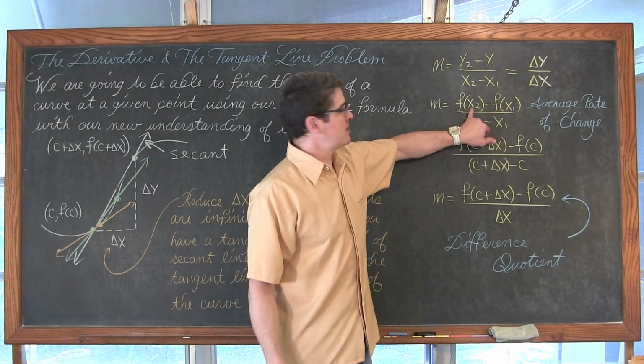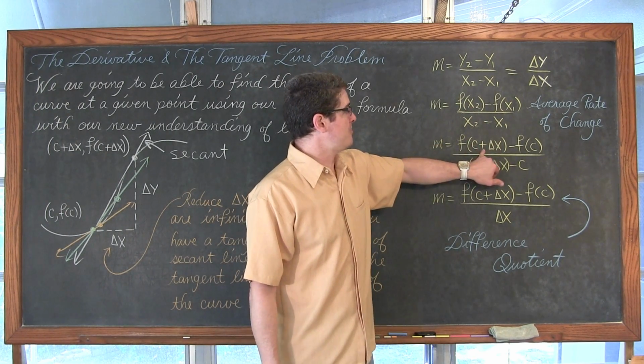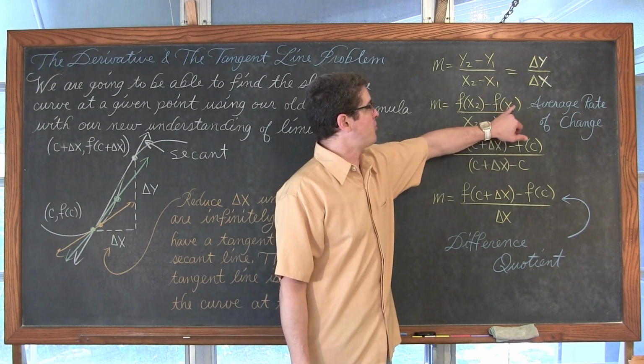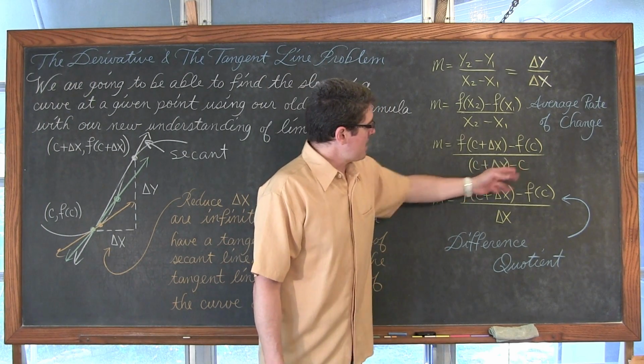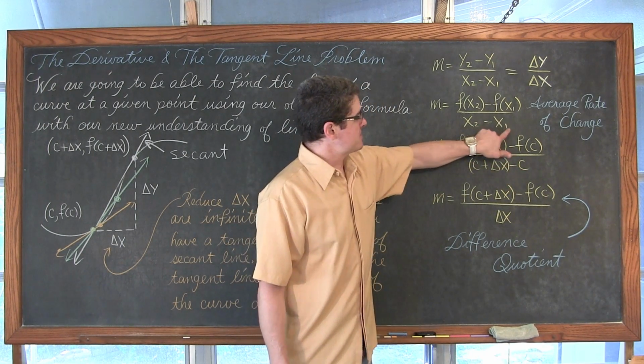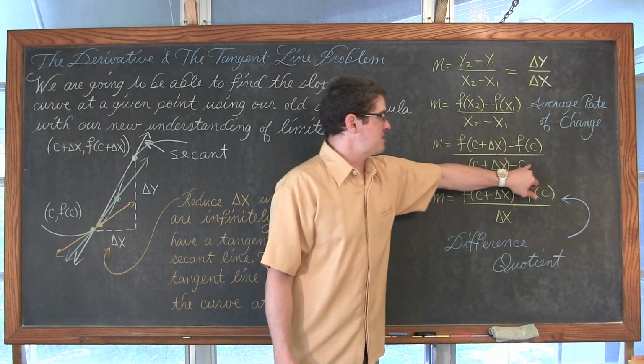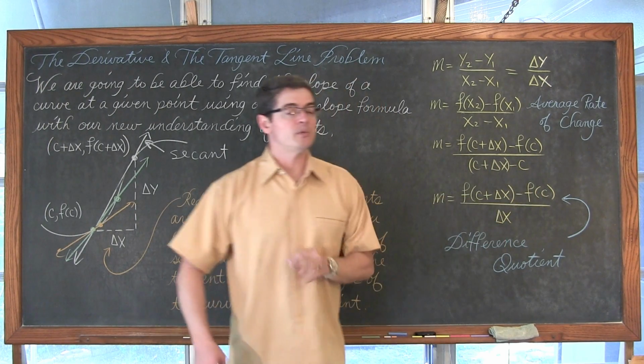So when I replace that generic x sub 2 with c plus delta x, and the x sub 1 with just c, well, now my denominator, instead of being x sub 2 minus x sub 1, is c plus delta x minus c, and the c minus c cancels out and we get delta x.